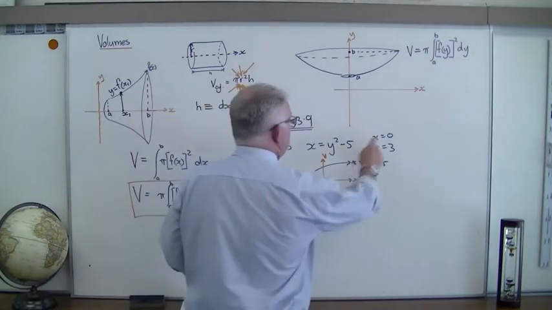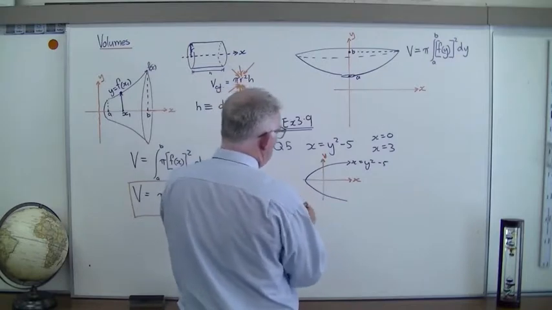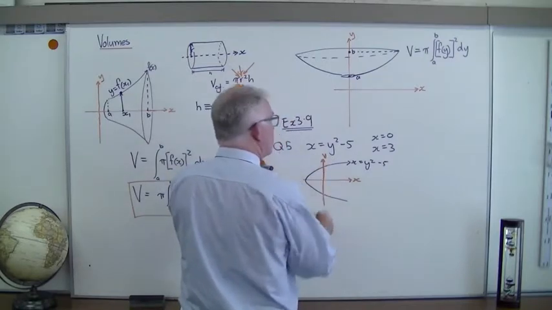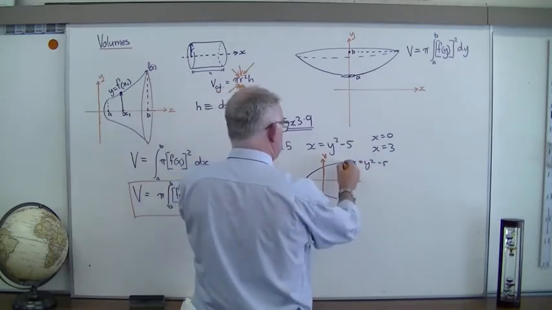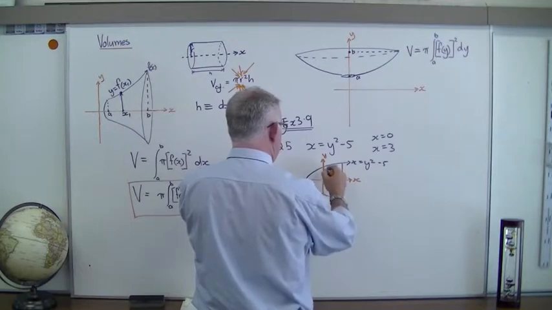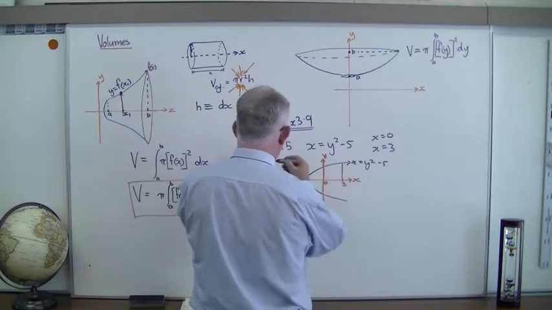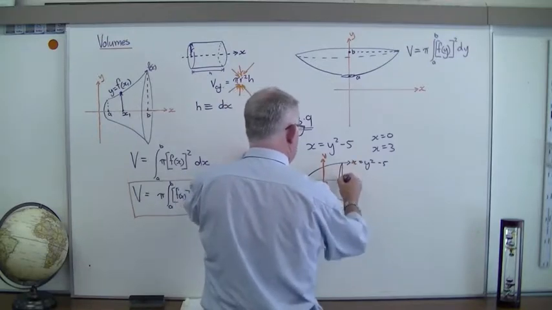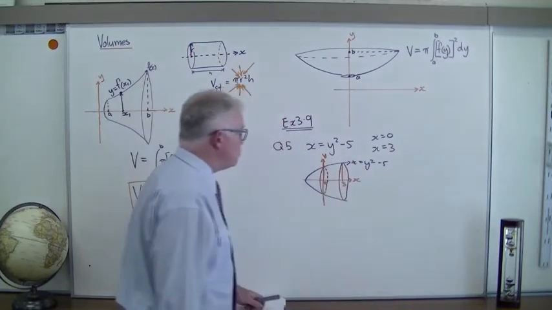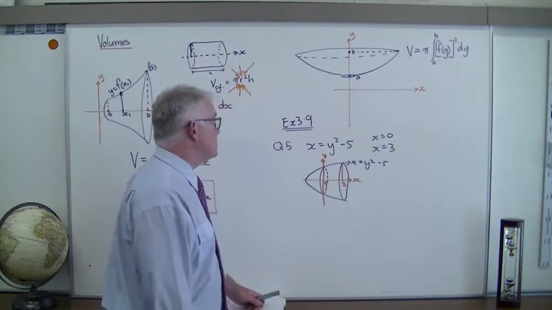Okay, and we have to do it from x equals 0. Well, the line x equals 0 is aka the y-axis, up to x equals 3. So we're doing it from here to there, and it's this bit, if you like, it's this bit here that's going to be rotated, and we'll be finding the volume of that shape about the x-axis.